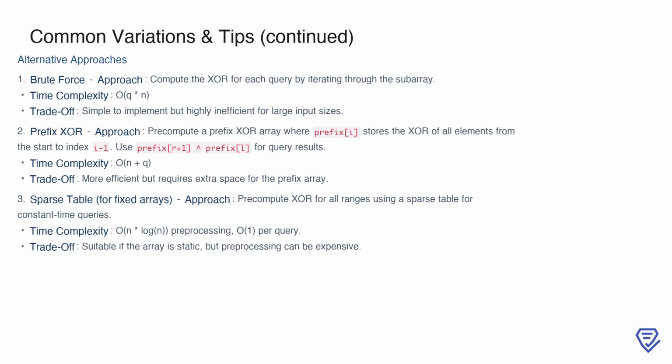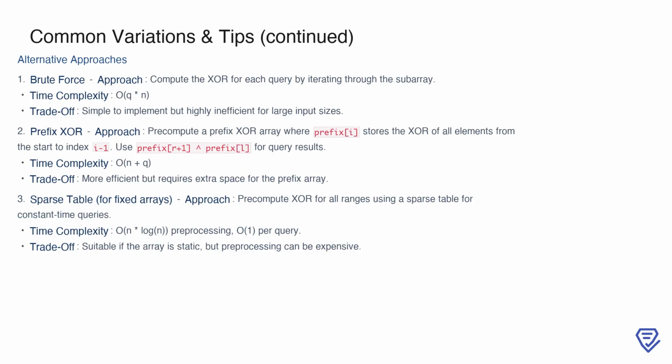By pre-computing a prefix XOR array, where prefix[i] stores the XOR of all elements from the start of the array to index i-1, you can calculate the result for each query in constant time using prefix[R+1] XOR prefix[L]. This reduces the overall complexity to O(n+q), though it does require extra space for the prefix array.